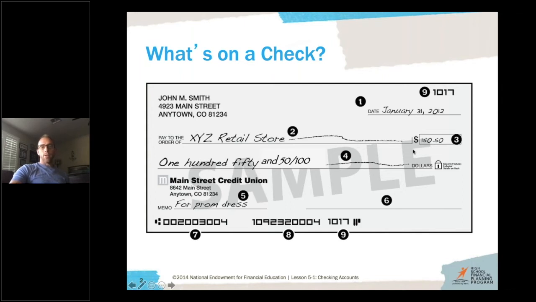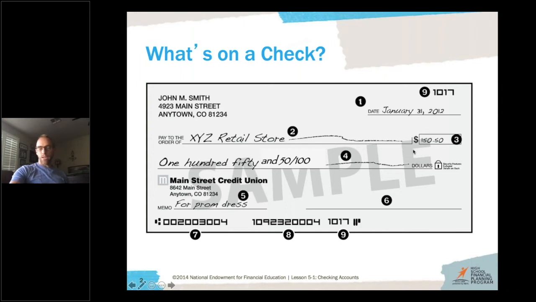The number in the middle now is your checking account number. So in this case, this person's checking account number is 109-232-0004. All right, so you've got the number that identifies the bank on the left. You've got the number that represents your account number in the middle. And then the far right number, 1017, is your check number. Okay, and you'll see that number also on the top right of the check itself.